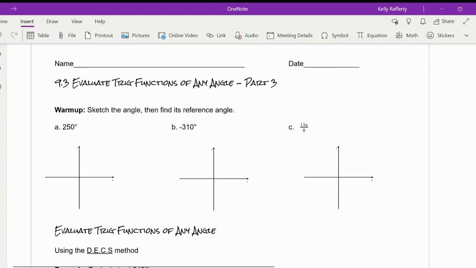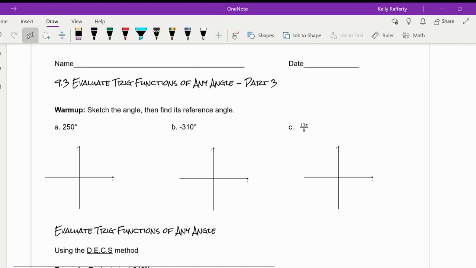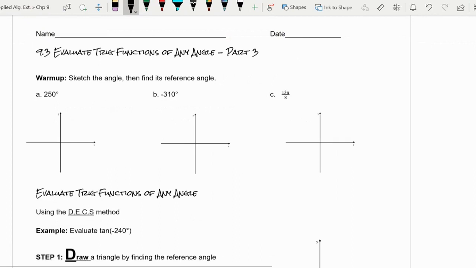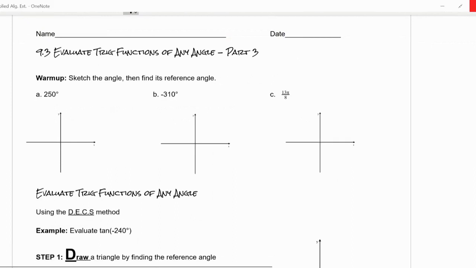All right, guys, so this video is going to go over how to find trig values of any angle, really any angle in what we'll later on call the unit circle, or any angle where the reference angle is 30, 45, or 60 in the coordinate plane. So I'm just going to start off with a quick review of reference angles. I'm going to do B and C here for our reference angles.